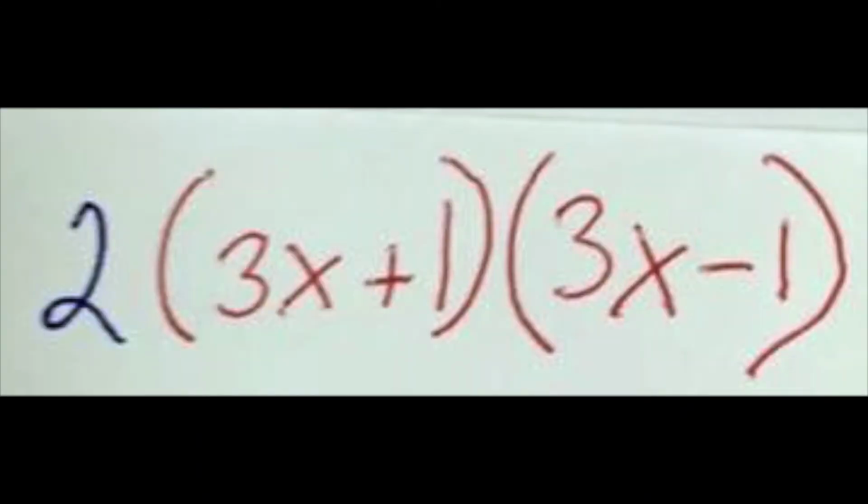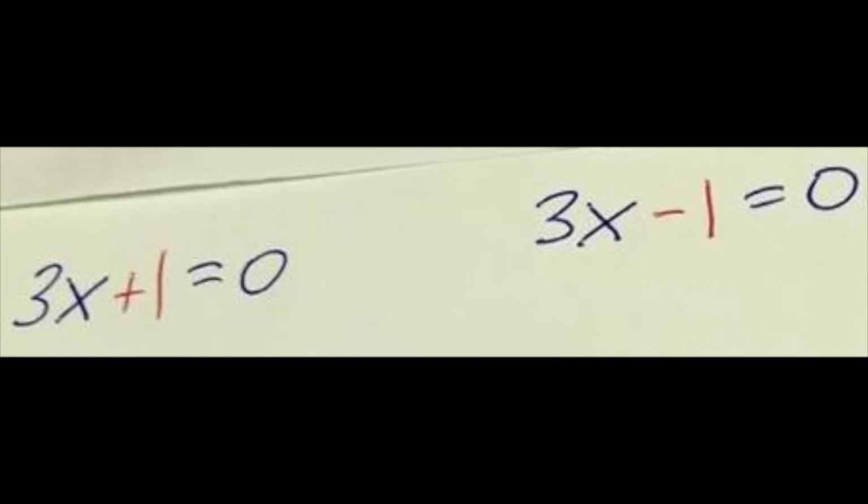Now you split the 9x squared minus 1 into two factors, 3x plus 1 and 3x minus 1. Now you divide both sides by 2, which would leave you with 3x plus 1 and 3x minus 1, and then you set both of those to 0.